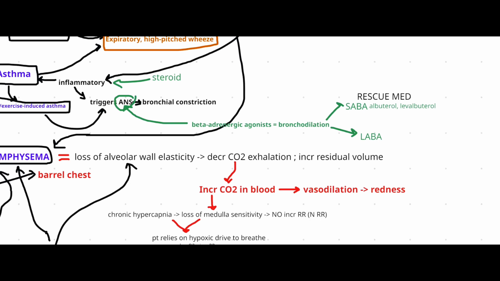The maintenance medication should be what? Steroid. Okay, maintenance medication for inflammation is the steroid. This is just a rescue medication, okay? Now, the newer medications will have a LABA, a long-acting beta adrenergic agonist. Can you give me some names? Say again. Salmeterol and formoterol. So these are kind of longer acting.